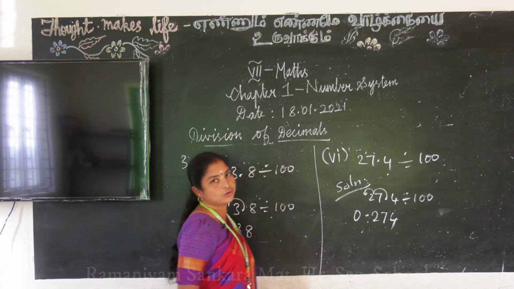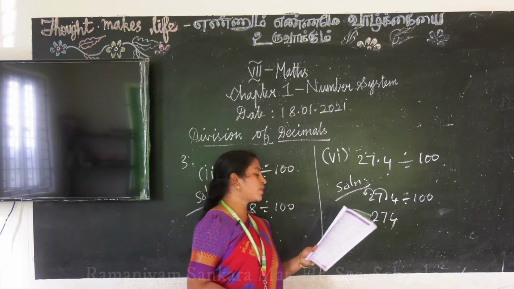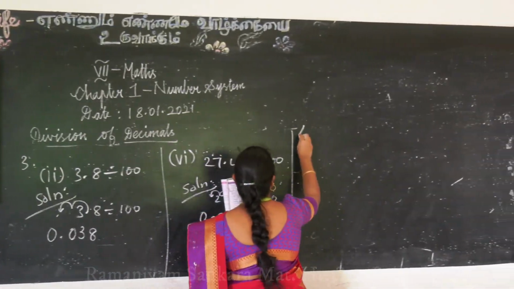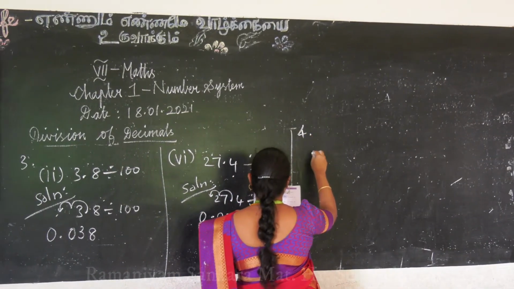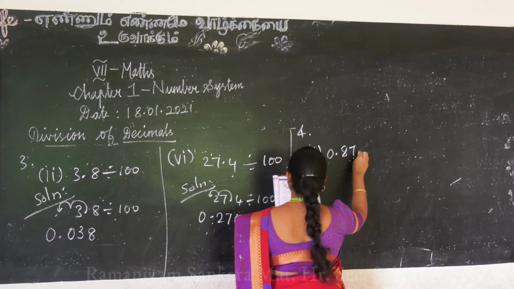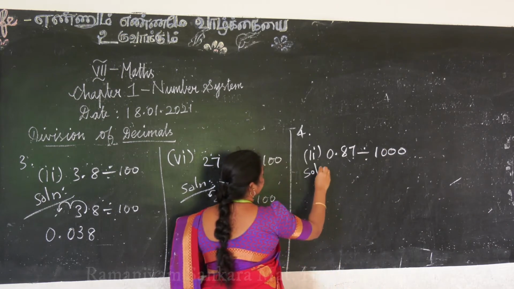0.274. Okay. See, in the fourth Roman letter, simplify the following. Listen. Fourth Roman letter, second sum I will do. 0.87 divide 1000. Solution.